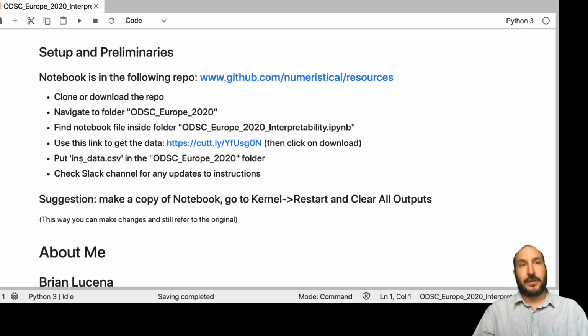And then once you download it, just make sure that you put that data file inside the ODSC Europe 2020 folder. And please check the Slack channel to see if there's any updates for the instructions in case anything has changed since I recorded this.